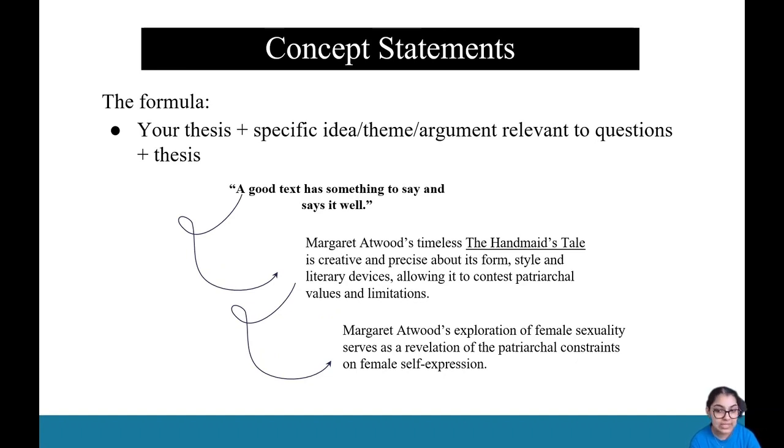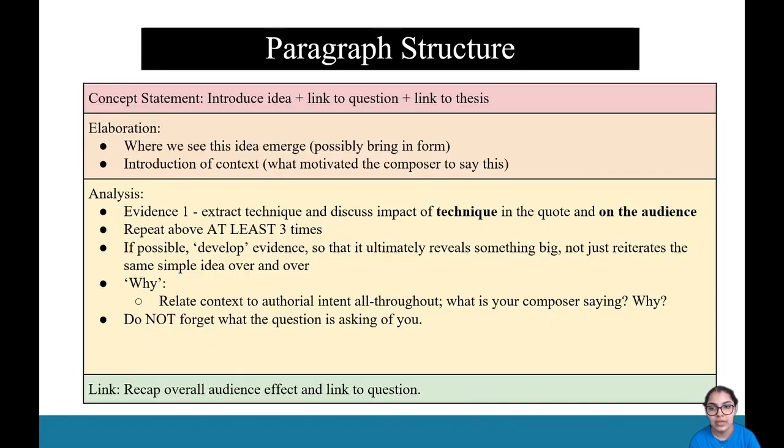And another idea could be, for example, Margaret Atwood's exploration of female sexuality serves as a revelation of the patriarchal constraints on female self-expression. That's a second argument that we can tie into that initial one. So it's our thesis plus our specific ideas that are relevant to the question. Really important. So when it comes to paragraph structure, this is what it should mirror.